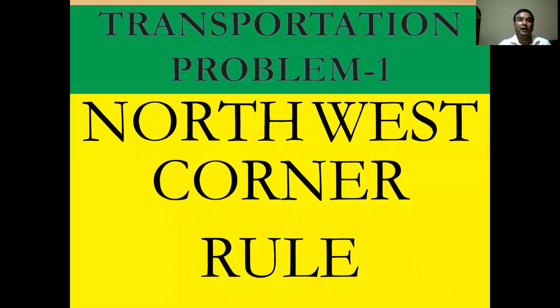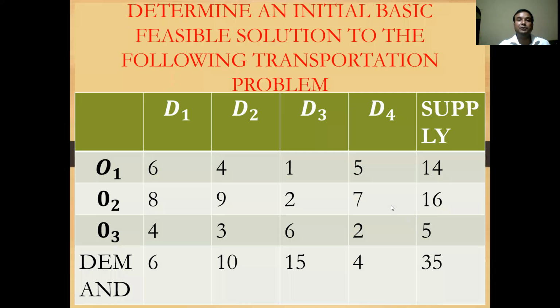Corner rule, and this northwest corner rule. To find this, we see the northwest corner rule, transportation problem number 1. Suppose we have a question: determine an initial basic feasible solution to the following transportation problem. So the question will be given like this.